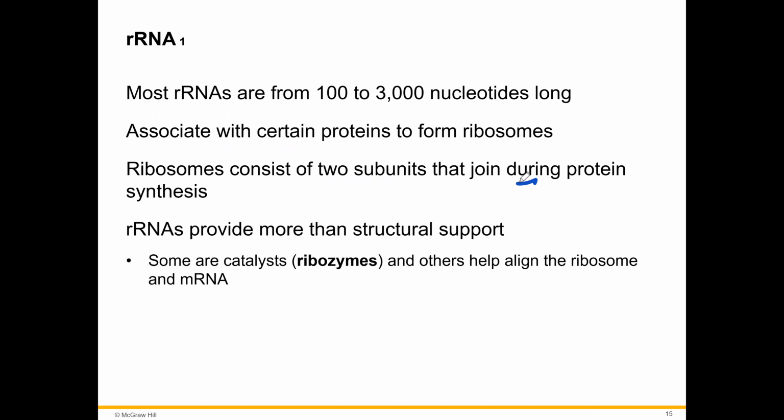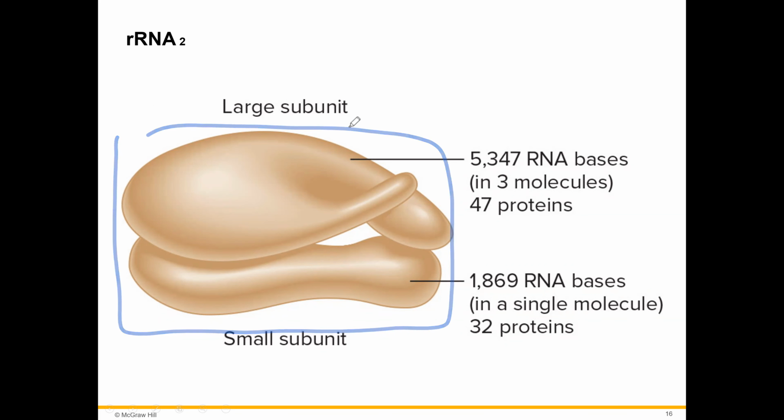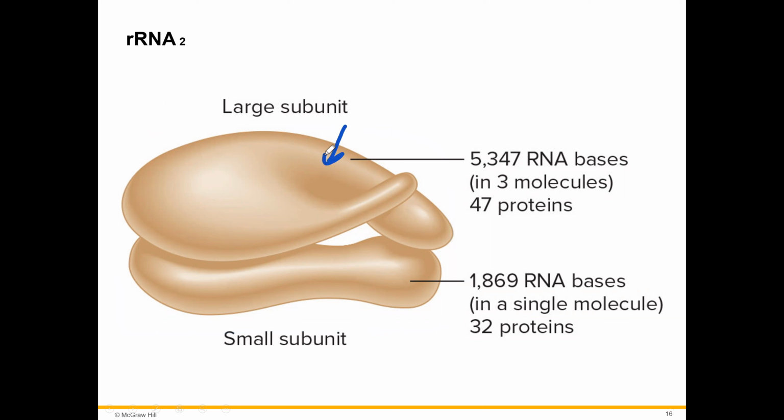rRNA provide more than structural support. Some are catalysts, and others help align the ribosome to mRNA. So here's the structure of a ribosome. It is made of proteins, a large subunit and a small subunit. Here we have about 47 proteins in the large subunit, and 32 proteins in the small subunit.